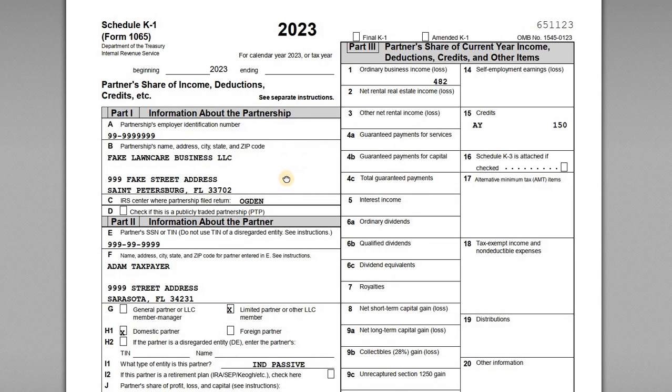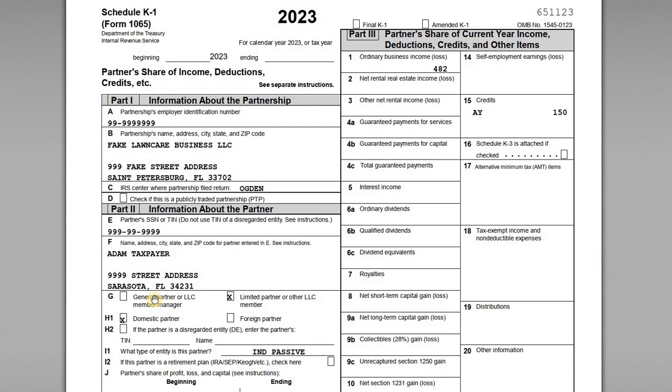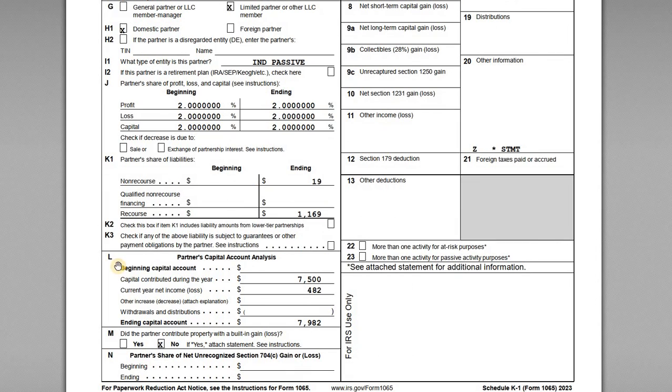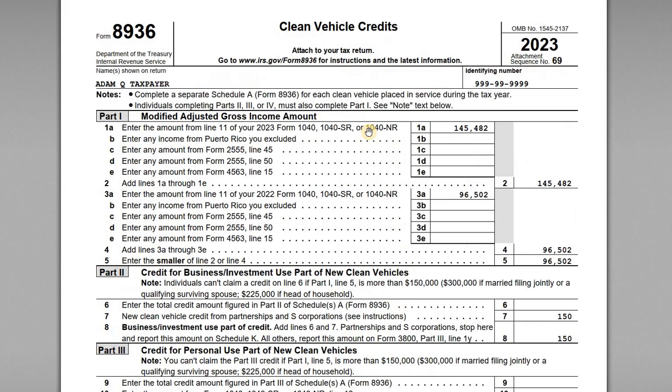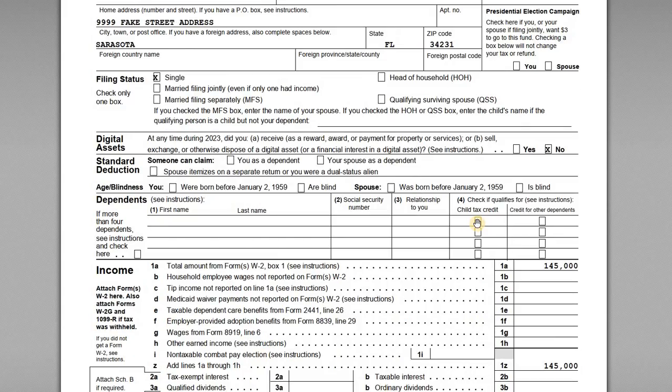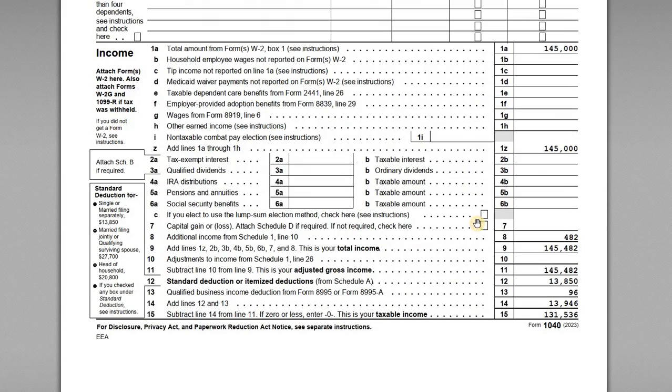So if we quickly look at the K-1, you can see what we're looking at here. So we've got Adam Taxpayer as the partner. We can see in item L here the reconciliation for his investment. So at the beginning of the year, he was an investor, contributed $7,500, and he was allocated $482 of line 1 income, and had line 15 credits, AY, of $150. So the $150 is going to be Adam's credit, Adam's share of that clean vehicle credit calculated at the partnership level. So if we start by looking at his 1040 page 1, get a sense of the income, his taxable income, and his tax liability.